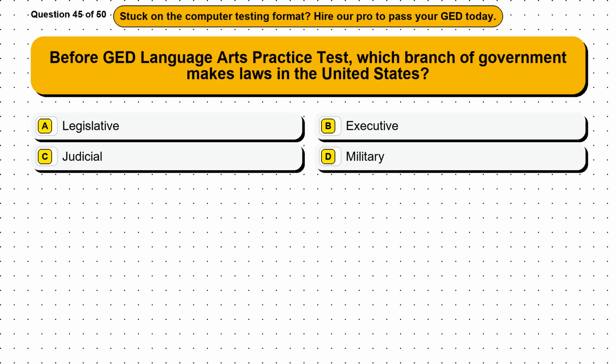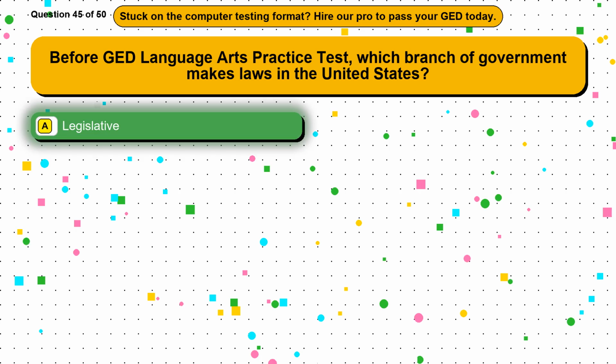Question 45. Before GED language arts practice test, which branch of government makes laws in the United States? Option A, legislative. Option B, executive. Option C, judicial. Option D, military. The correct answer is option A.